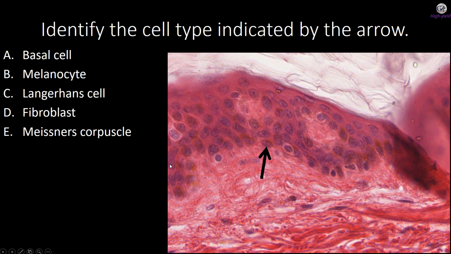Identify the cell type indicated by the arrow. All right. So I'm in the stratum basale. Here's connective tissue, and it's meeting with an epithelium tissue, and here's keratinized squamous cells. So here we have the epidermis. It also is the skin, but you know, if I can throw in other things.